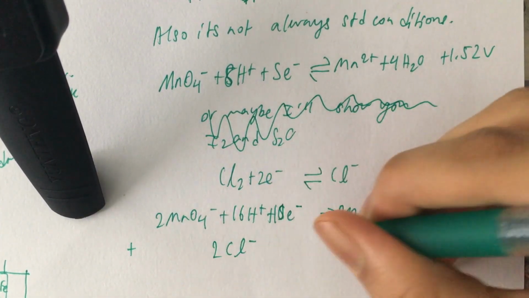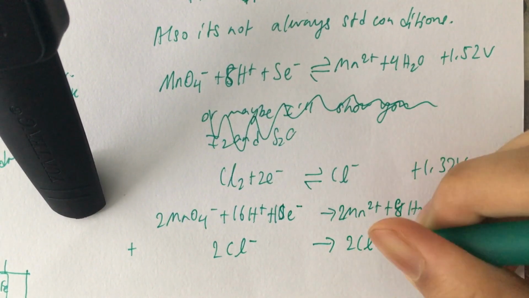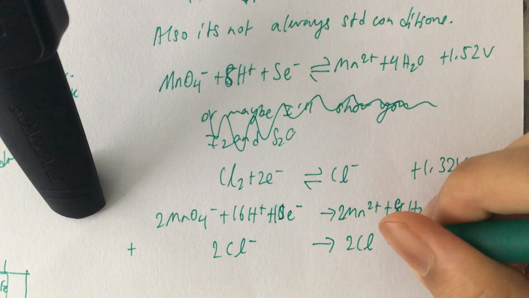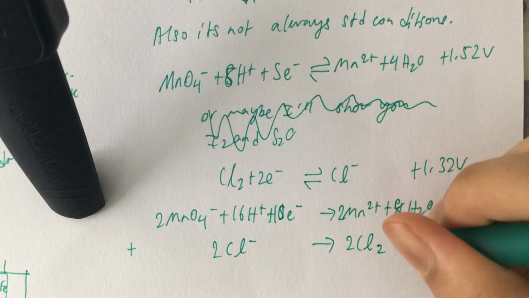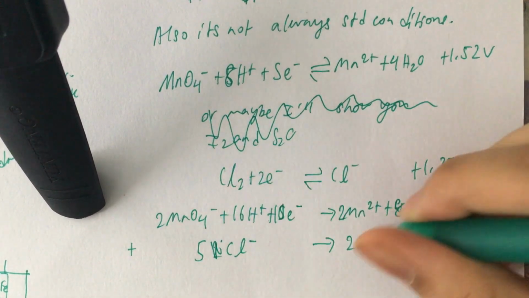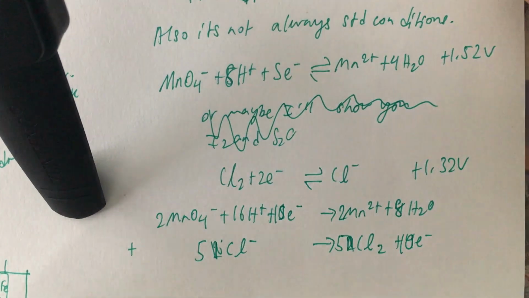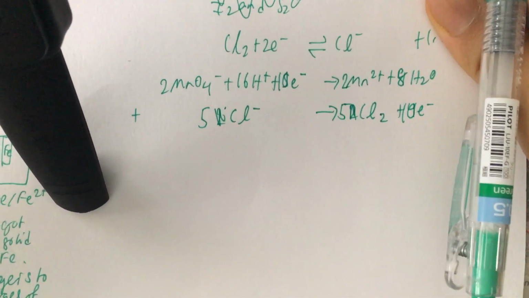So state and apply the relationship. So this is the thing I'm talking about. Delta G is equal to the negative of moles times Faraday's constant times E, which is the potential. So what does this mean?